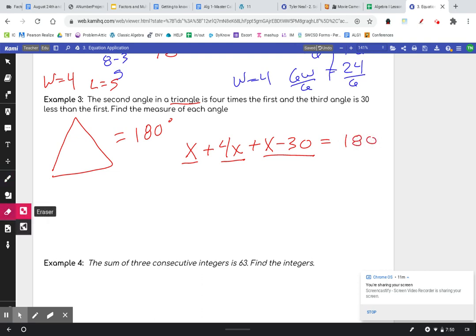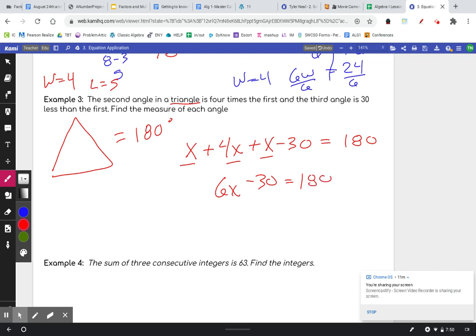And I'm going to go ahead and clear these up. So I can just go ahead and start. Well, you already noticed, I'm sure, that we have some like terms to combine. I have 1x plus 4x plus another 1x, which makes 6x minus 30 equals 180. So now I can start to isolate this x. The inverse of subtracting 30 is adding 30, so I'm going to add 30 to both sides. I'm going to get 6x equals 210.